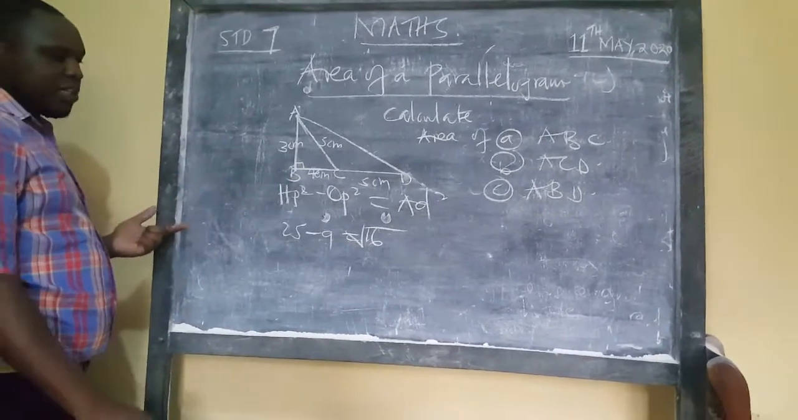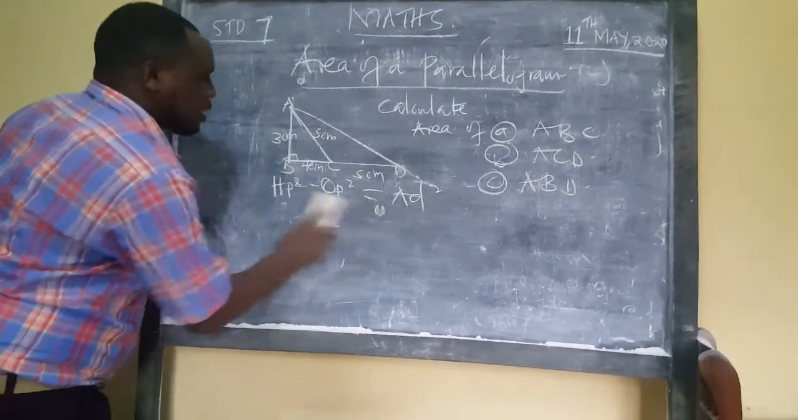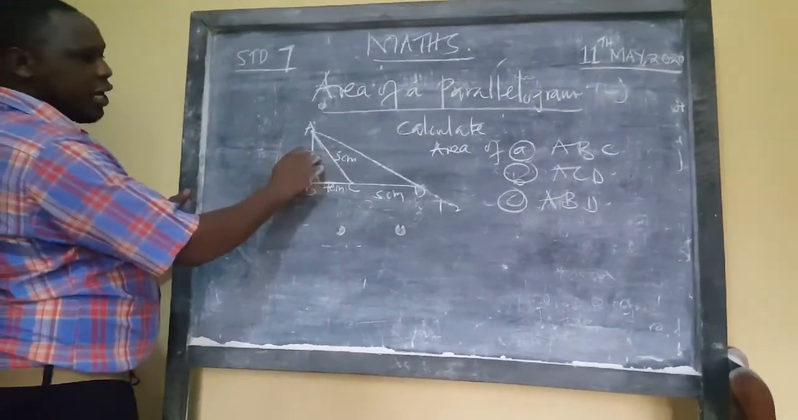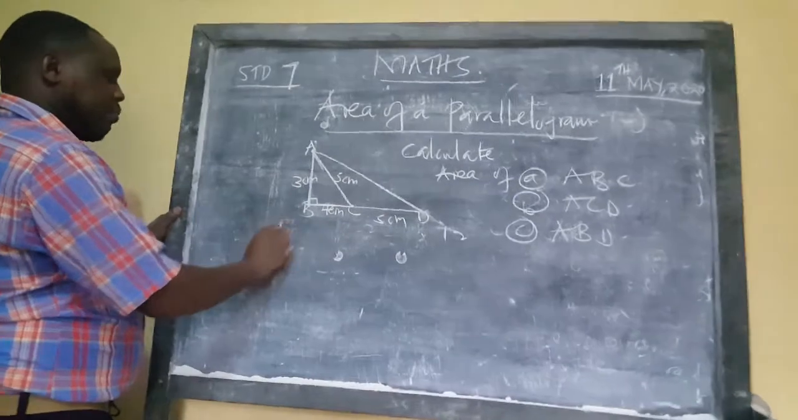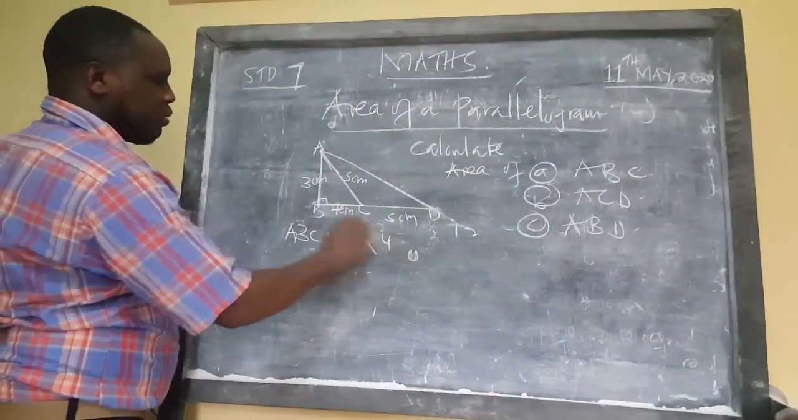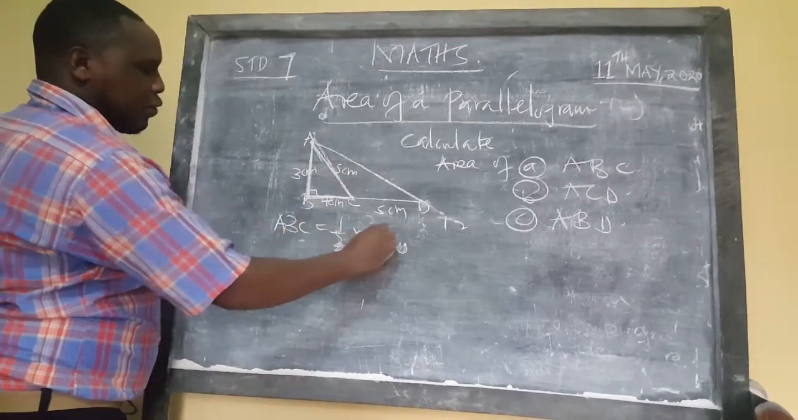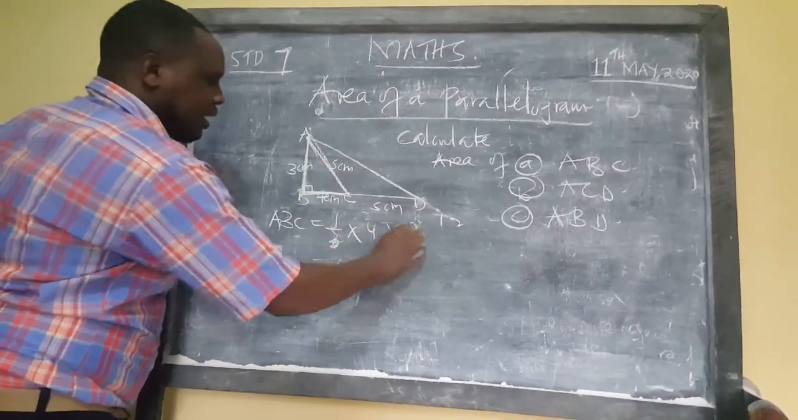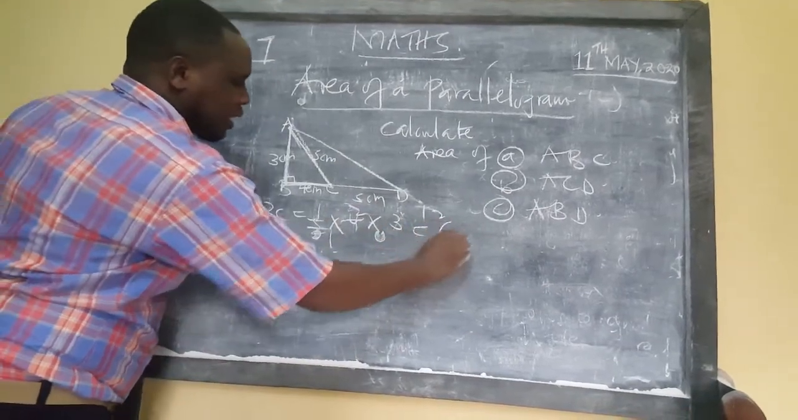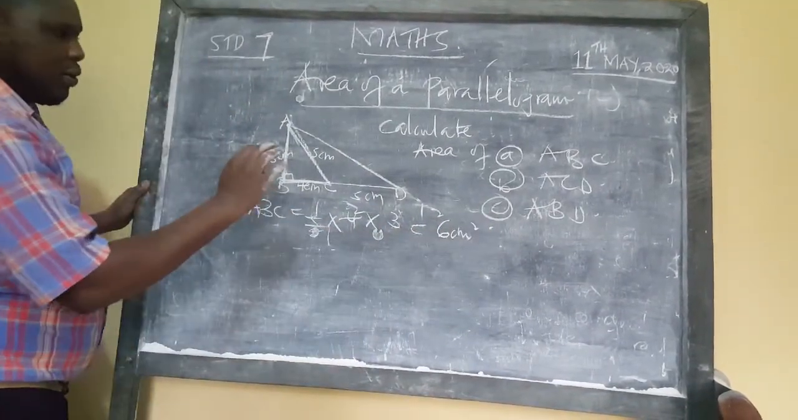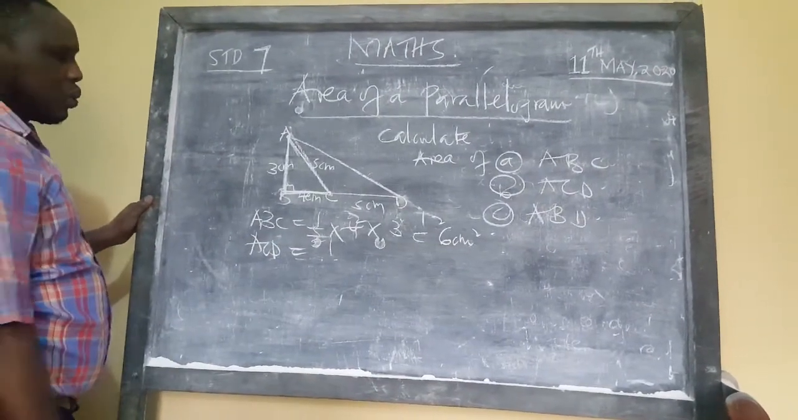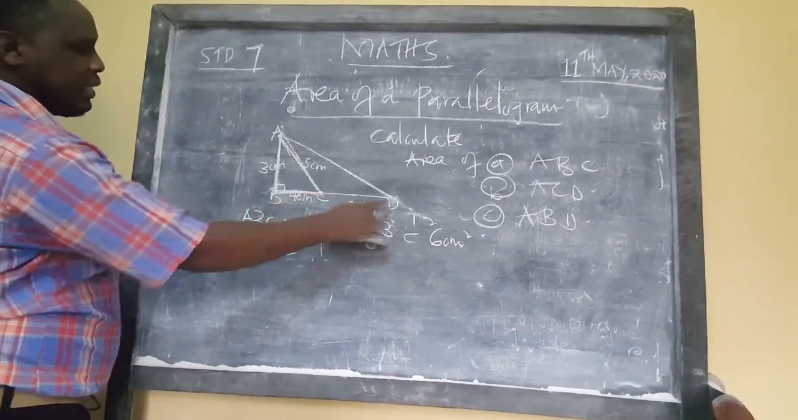Now we have all the measurements. So for us to get triangle ABC, the base is 4 centimeter times the height 3 centimeter, by 2. That will give you 6 centimeters squared. We go to ACD.